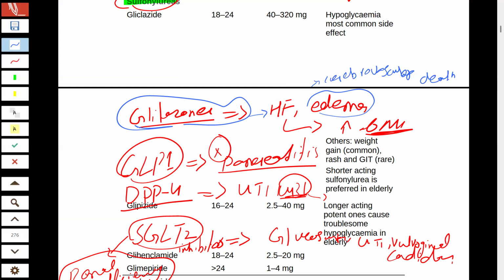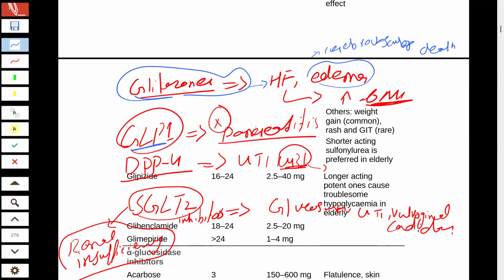Okay, move to next. GLP-1. In case the patient has pancreatitis, avoid GLP-1 in this type of patient, because their side effects are also pancreatitis and weight loss. GLP-1 drugs like exenatide and liraglutide. This is the drug class name. So avoid these in patients with pancreatitis.